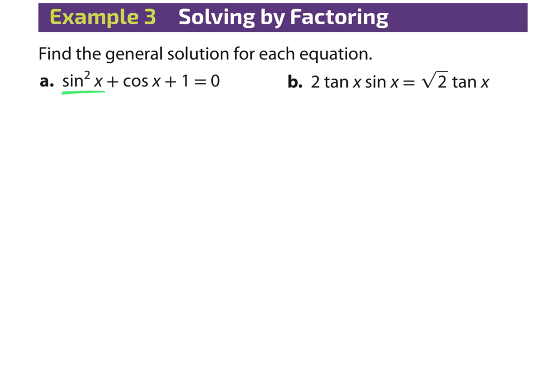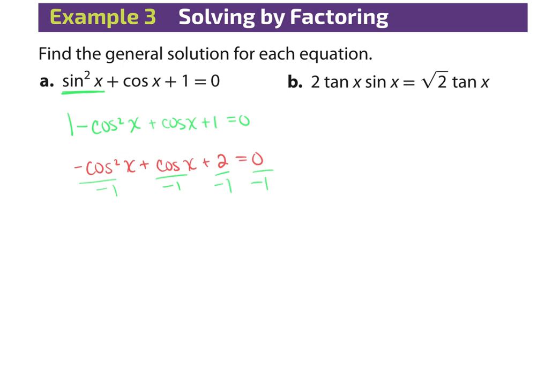So if I want to replace sine squared with something, I could just say, well, sine squared is 1 minus cosine squared. Right? And then I have plus cosine plus 1. I can combine my like terms, which is that 1. All right. Here's what I do. Think of this as factoring. I'm going to pull a negative out of everything just to make it a little bit easier. All right? Because I don't like having that first one as a negative.